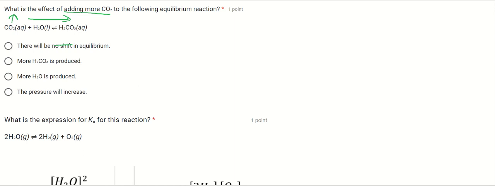Well, that's not right. More carbonic acid is produced. So that sounds good. More water is produced. No, water is going to be used up as carbon dioxide is being used up. The pressure will increase. There are no gases here, so that's not going to be the best answer here. Including on top of that, it's yeah, okay.